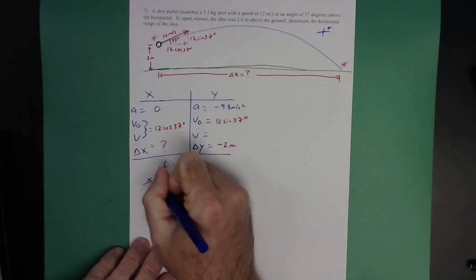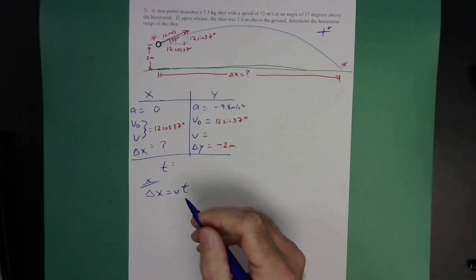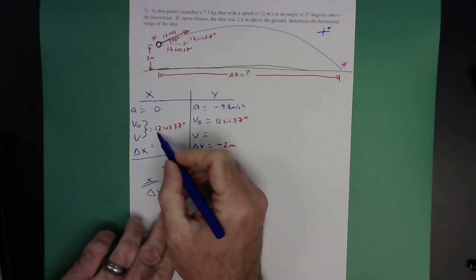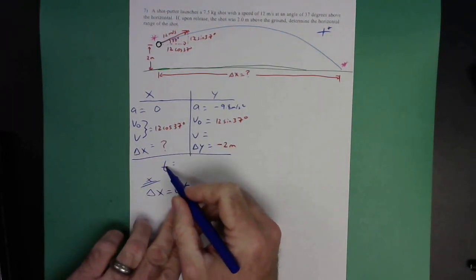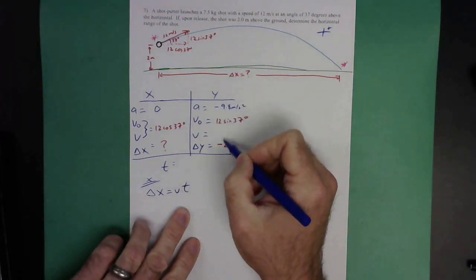For the horizontal axis, we're going to use displacement is velocity times time. We're trying to find this displacement. Do we know the horizontal velocity? Yes, we do. 12 cosine 37. Do we know the time? No. So that's two things we don't know. So we've got to find time from the vertical information.